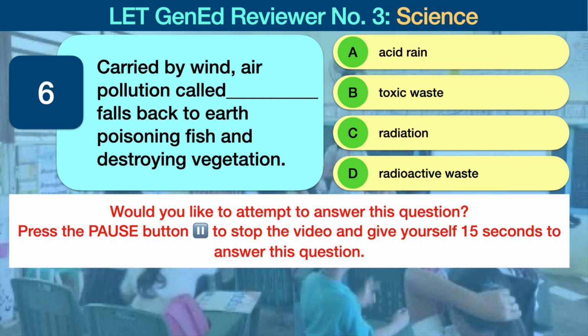Question number 6. Carried by wind, air pollution called blank falls back to Earth, poisoning fish and destroying vegetation. A. Acid rain. B. Toxic waste. C. Radiation. D. Radioactive waste.